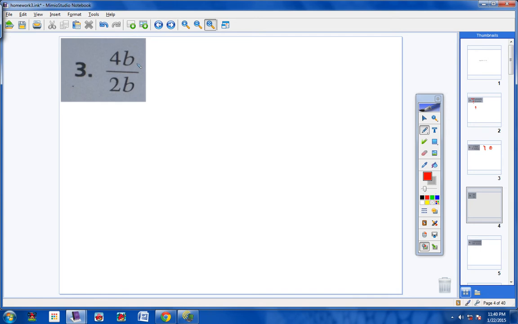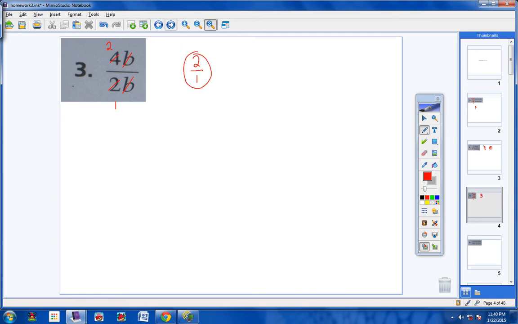Okay, well, let's use some algebra here. First of all, you have one term up top, 4b, one term in the bottom, 2b. You can cross off your b's, they cancel out. And then 2 goes into both of these numbers. 2 goes into 2 once, 2 goes into 4 twice, so you're left with 2 over 1, or just 2.